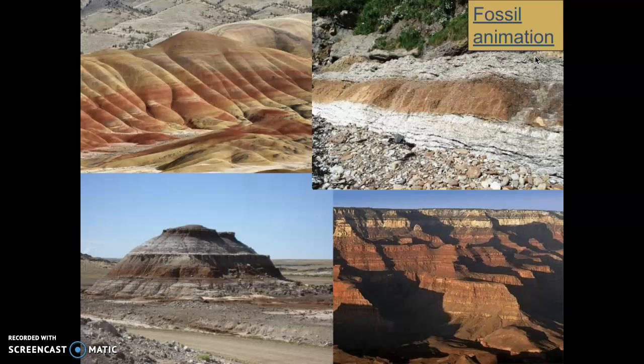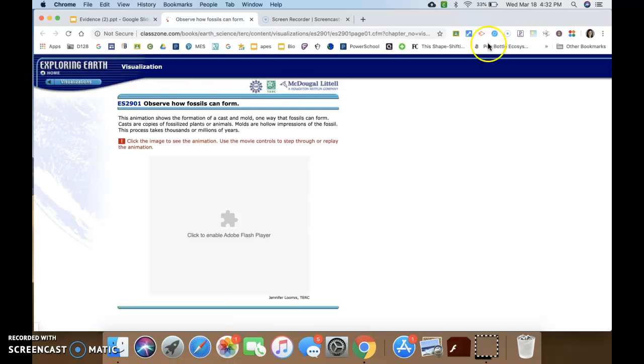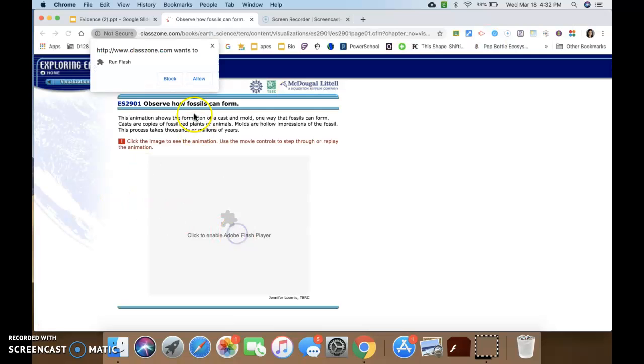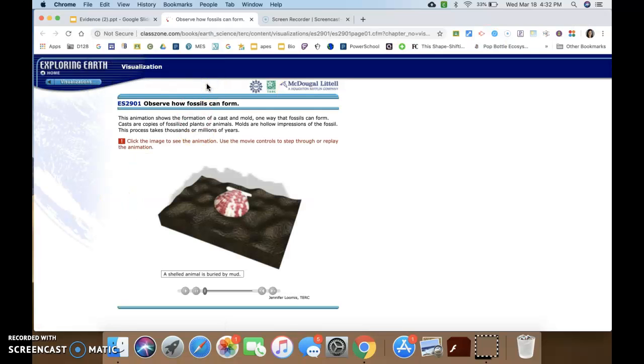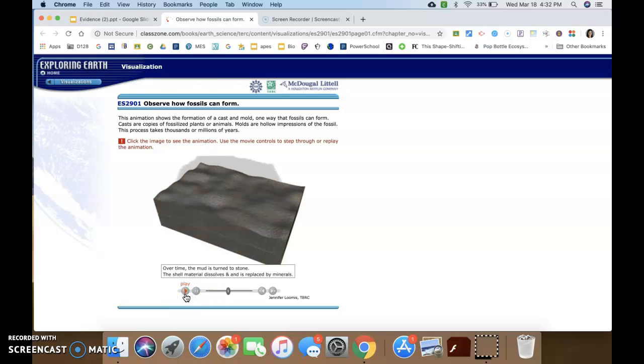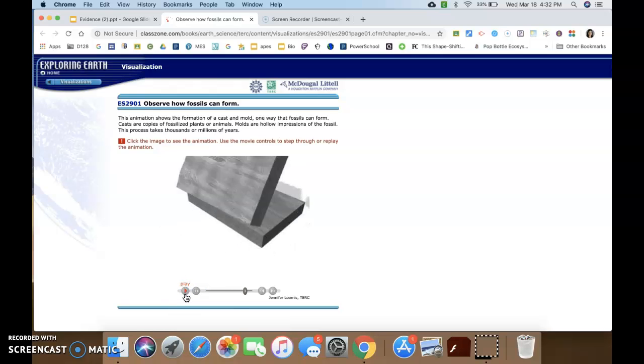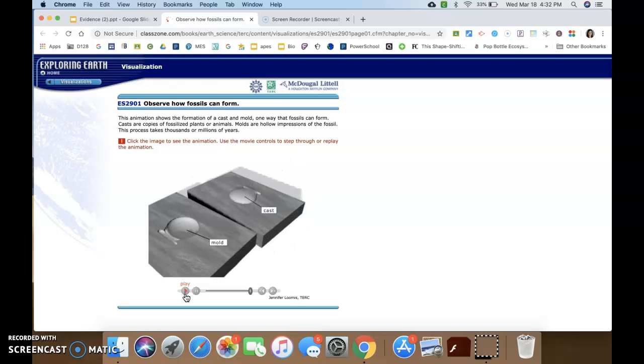A lot of the soft tissues don't make it into a fossil, but we have a little bit of an animation here. And this is just a little shell that is going to get covered and buried by sediment in the bottom of the ocean. And as that sediment goes over time, it starts to turn to stone. And eventually the hard parts start to go away, but minerals replace the shell and the imprint, and they leave a cast behind. And that cast is the fossil that we look at.